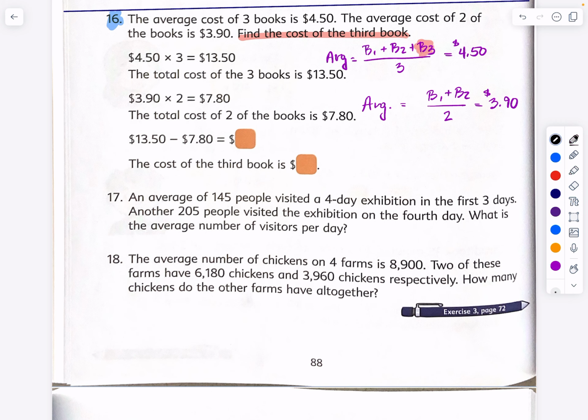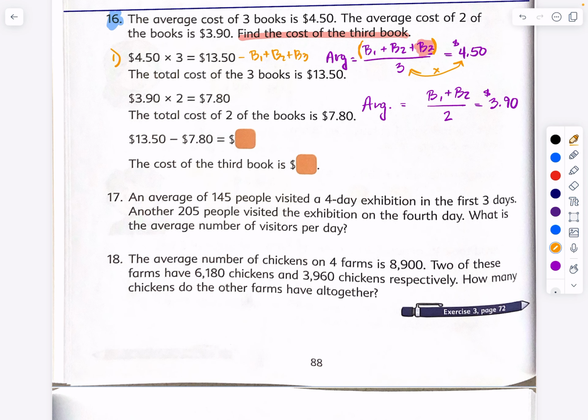How do we go about it? My friends, just like in the previous lesson, it is very helpful to first find the total cost of 3 books. Can we find the total cost of 3 books? Here it is. This is the total. Do you remember from the previous lesson how we find the total cost? If we know the average and we know the number, we use the reverse operation. 450 times 3, we multiply, and the total cost of 3 books, book 1 plus book 2 plus book 3, is $13.50.